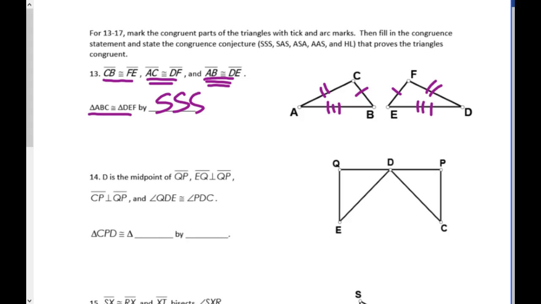Okay. D is a midpoint. Well, a midpoint gives you 2 congruent halves. So if D is a midpoint, that and that are congruent. Now since EQ and QP are perpendicular, there's your perpendicular. Also CP and QP, perpendicular. And then it says angle QDE right there, and PDC right there. So let's match up these letters. CPD matches EQD. By, that's where you put your statement. And what are my 3 things? I got an angle, I got a side, and I got an angle, in that order. ASA. Just because it's a right triangle does not always mean it's HL, okay?